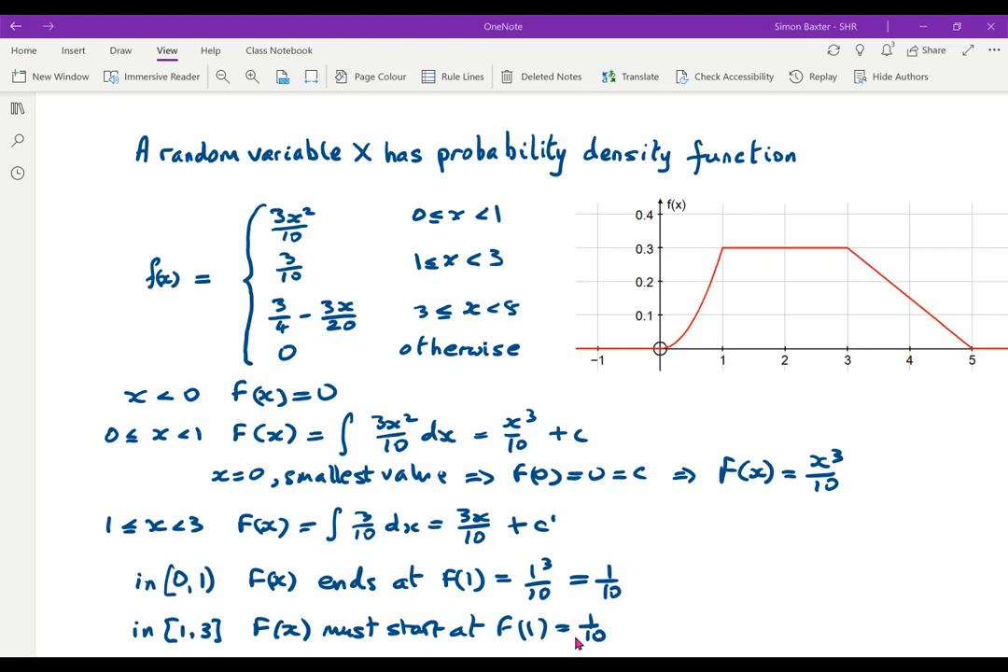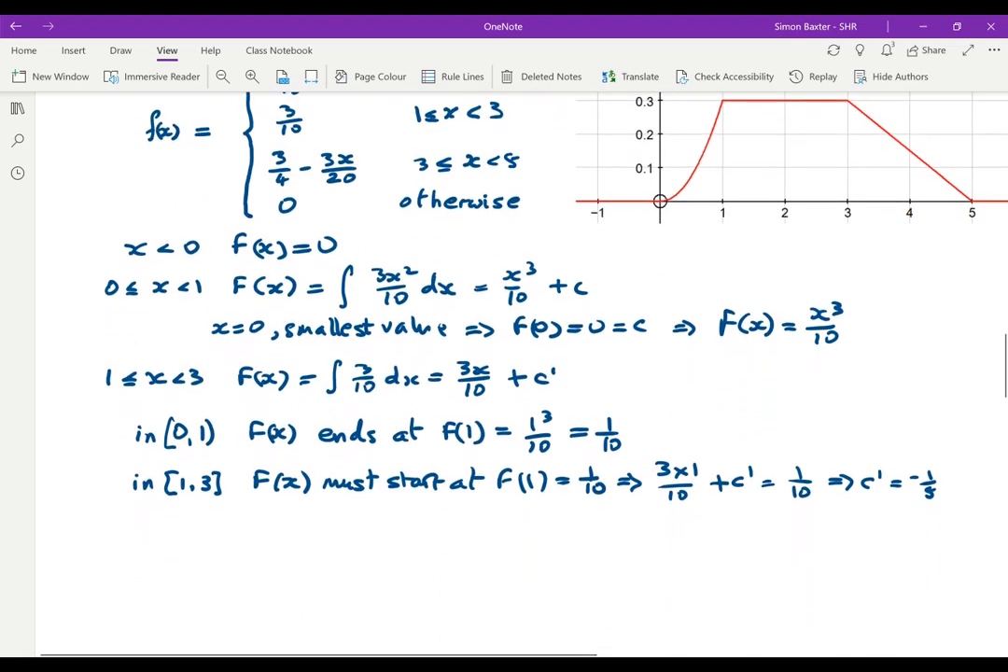Now I have an equation which allows me to work out c dashed. So here I've got 3 times 1 over 10 plus c dashed is equal to 1 over 10, and that gives you that c dashed is minus 1 over 5. Okay, let's just summarize that. That gives us that in this interval, F of x is equal to 3x over 10 minus 1 over 5.